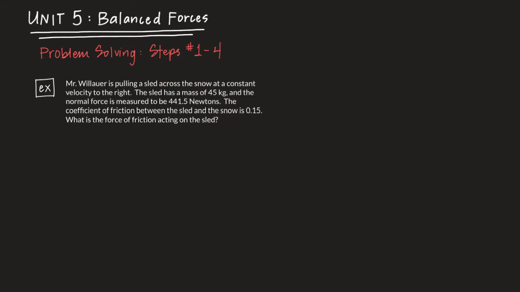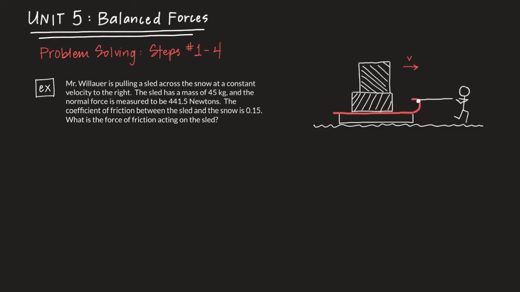So our next example is Mr. Willauer is pulling a sled across the snow at a constant velocity to the right. The sled has a mass of 45 kilograms, and the normal force is measured to be 441.5 newtons. The coefficient of friction between the sled and the snow is 0.15. What is the force of friction acting on the sled? So there's a visual representation of Mr. Willauer pulling a sled to the right.